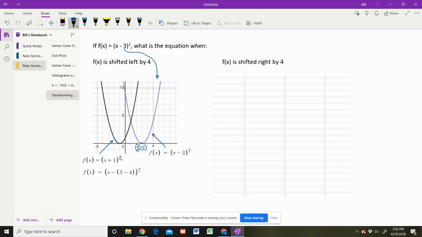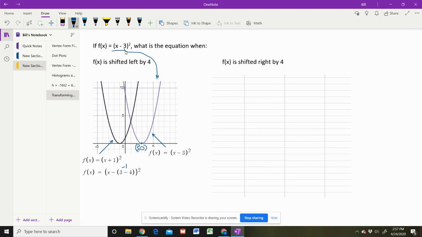So I could write it as, okay, I know that my vertex is going to be negative 1, so it would be x minus negative 1, which would be x plus 1. Or I could have said, okay, let me start off with my original equation, and I subtract 4 from it. So 3 minus 4 would give me a negative 1. So I end up with x minus a negative 1, which again would give me x plus 1 on the inside. Okay, so that's how I get to my equation when we're shifting to the left. We're going to subtract, and when we're shifting to the right, we're going to add. So now I want you to try this one.